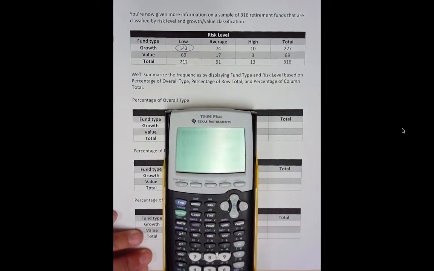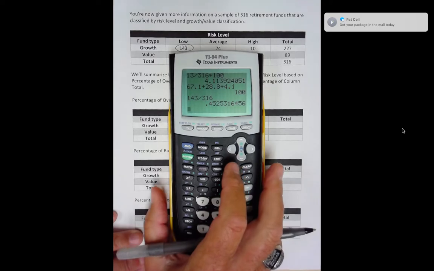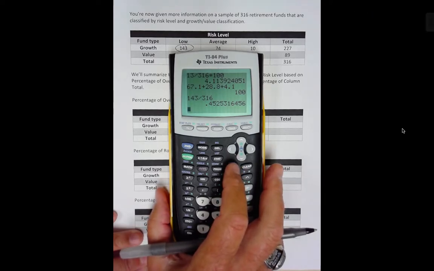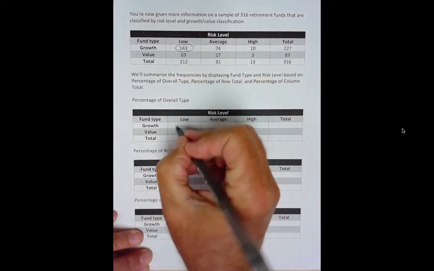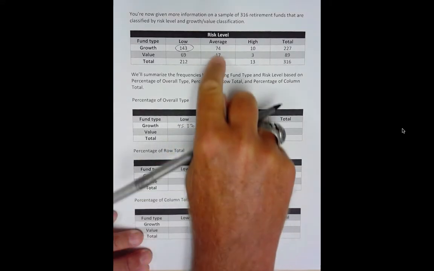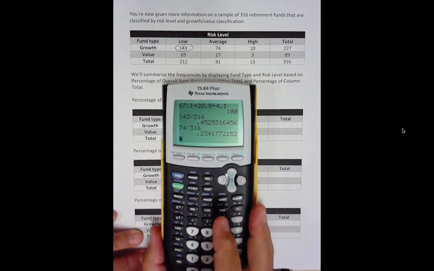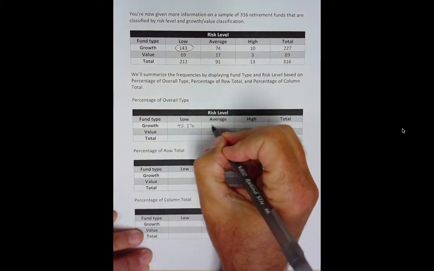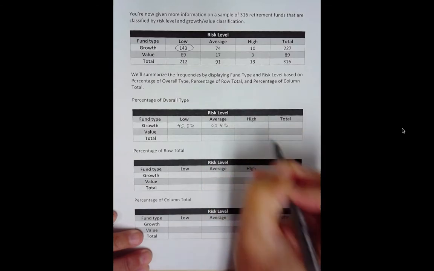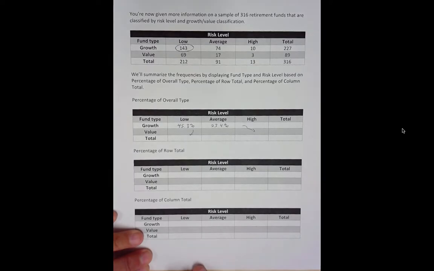So if I take 143 divided by 316, multiply by 100, we would have 45.3%. The average, 74, divided by the total, would be 23.4%. And guys, we would just continue doing this for all of the cells.